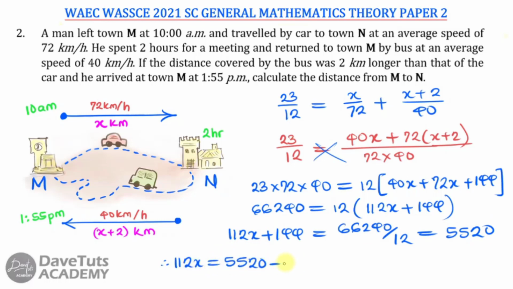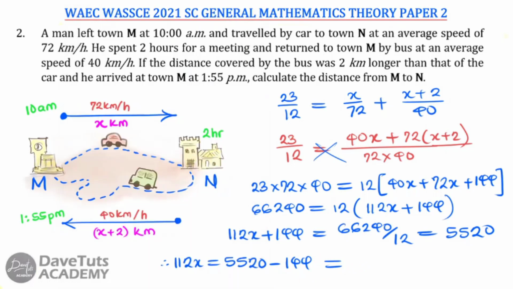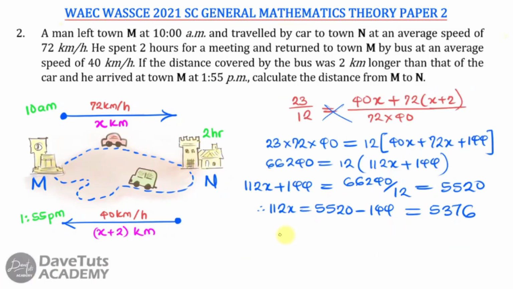5520 minus 144. So that will give us 5376. And with all of this now, I think I can just move my work a bit up. So having known that, what we are left with is that 112x is equal to 5376, and we divide both sides by 112.